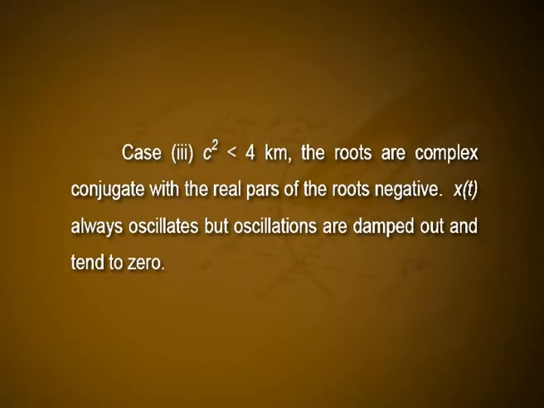Case 3, c square less than 4 km. The roots are complex conjugate with the real parts of the roots negative. X of t always oscillates, but oscillations are damped out and tend to 0. In this case, the motion is said to be under damped.